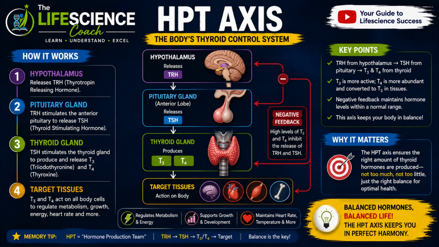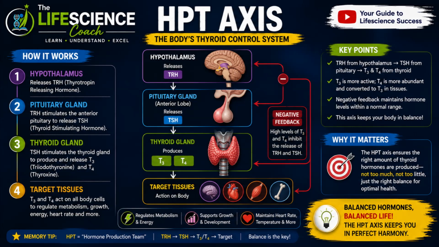Now that we know the thyroid gland produces T3 and T4 hormones, an important question arises: how does the body control the production of these hormones? The answer lies in the Hypothalamus-Pituitary-Thyroid axis, commonly known as the HPT axis. The process begins in the hypothalamus, a region of the brain that releases TRH, or thyrotropin-releasing hormone. TRH then travels to the anterior pituitary gland, stimulating it to release TSH, which stands for thyroid-stimulating hormone.